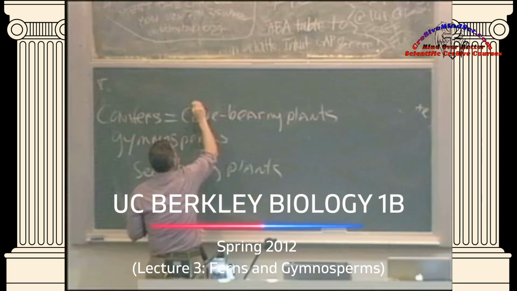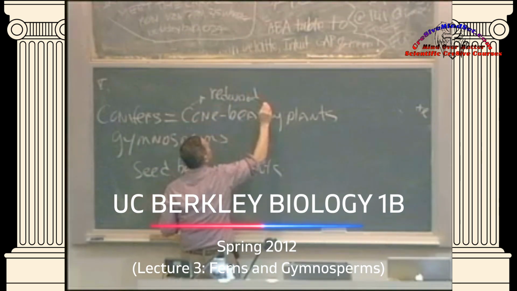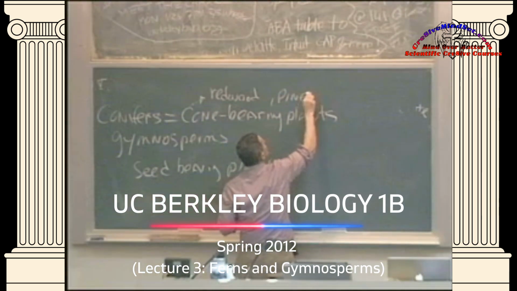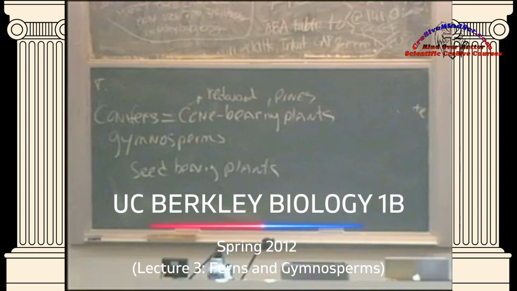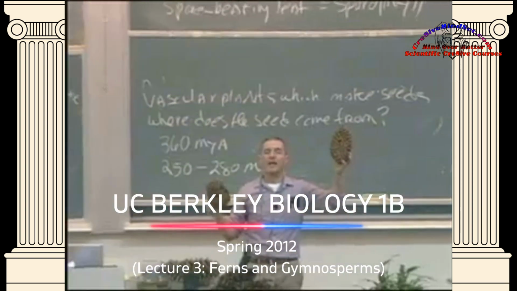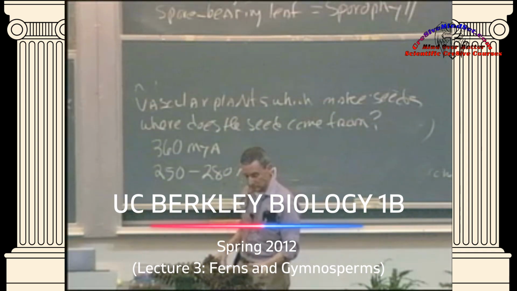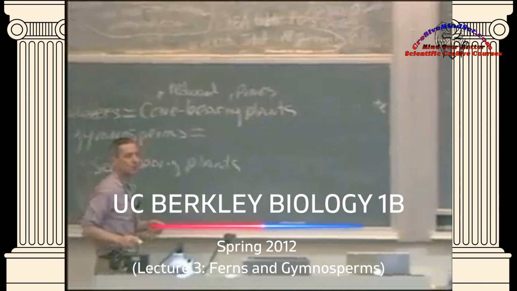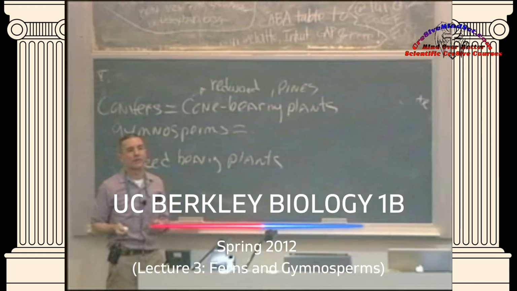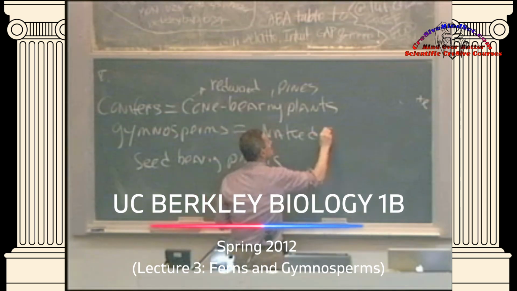So plants that would be familiar to you as redwood, the pines, plants which produce these structures that you know of as a cone. These cone-bearing plants are the ones which make up the conifers or the gymnosperms. Now, what does the word gymnosperm mean? Why do we apply this term to something that has the word cone-bearer on it already? It literally means naked seed.